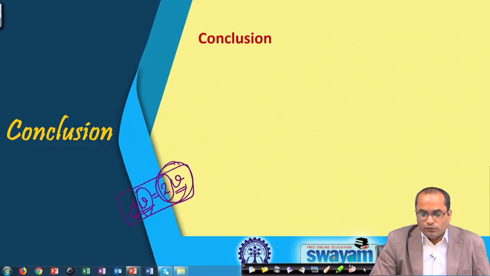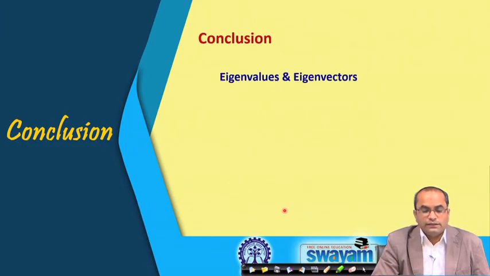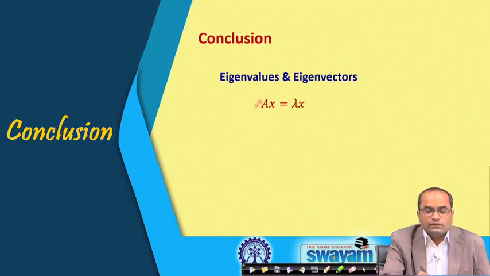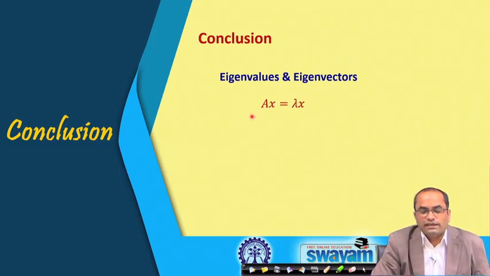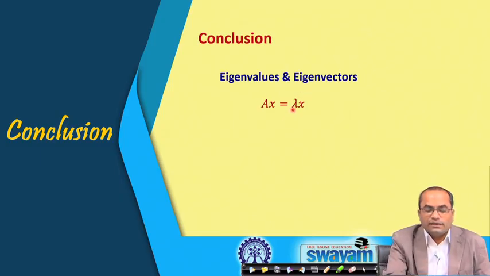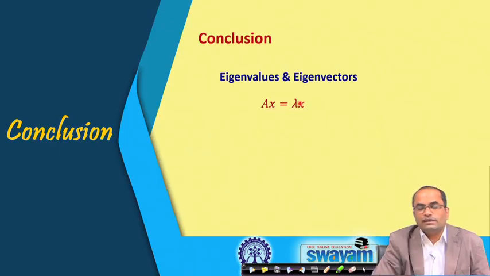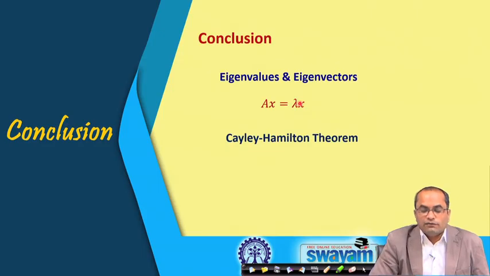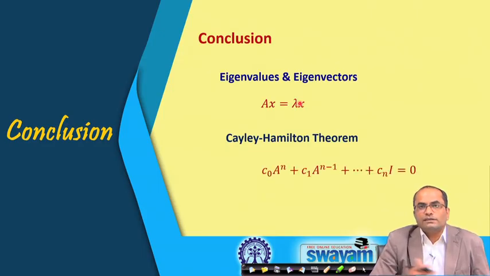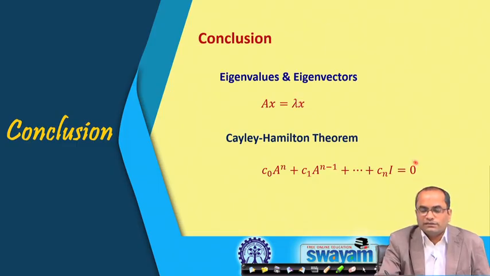So, coming to the conclusion, what we have done here: we have introduced the eigenvalues and eigenvectors, and basically this equation was very important, A x is equal to lambda x, where lambda is the eigenvalue and the corresponding eigenvector will be given by x. And we have also studied the Cayley-Hamilton theorem, which says that every square matrix satisfies its own characteristic equation. Here the right hand side is a 0 matrix.